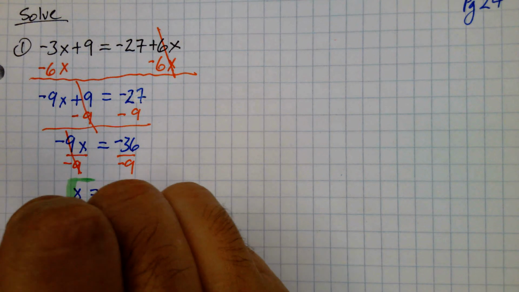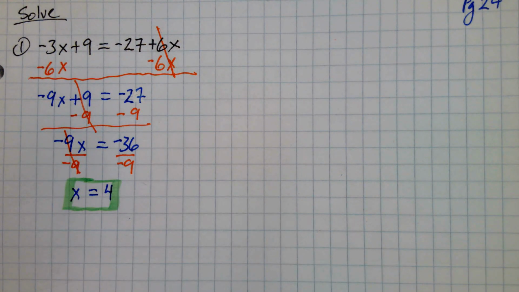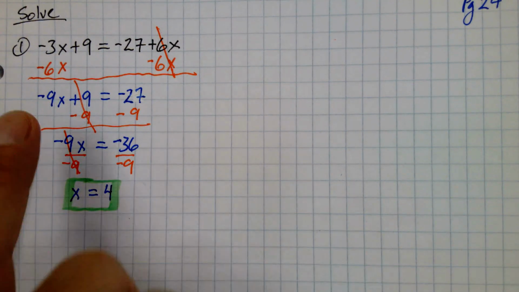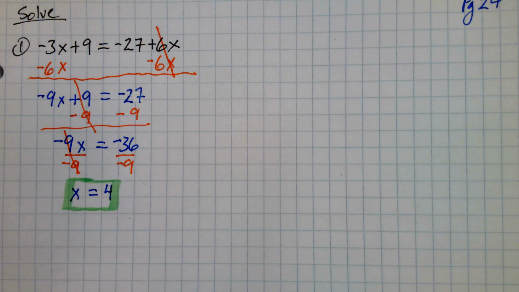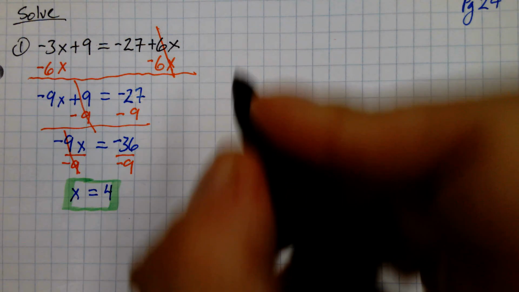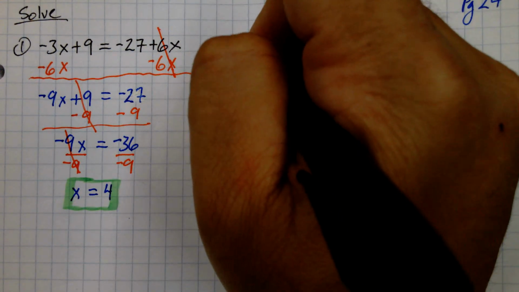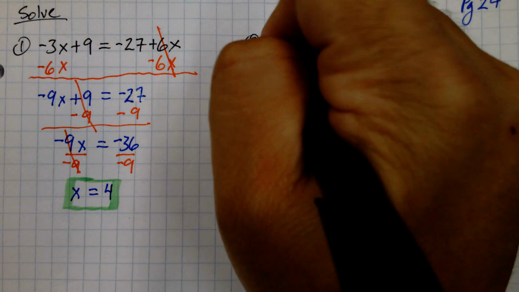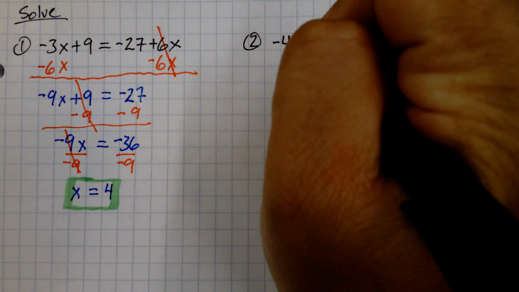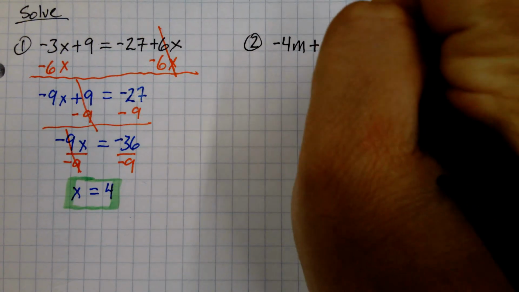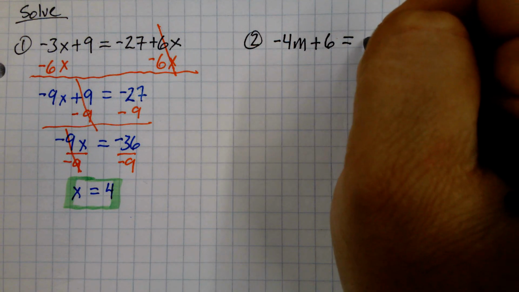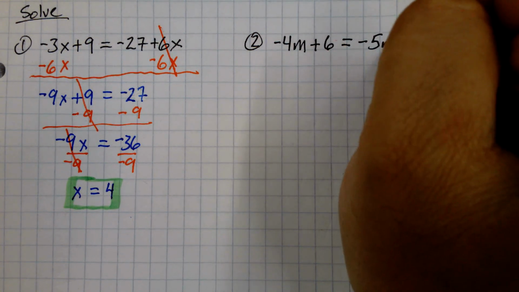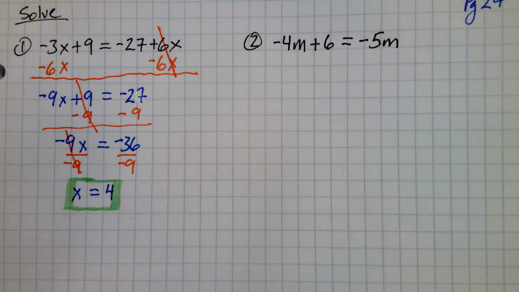Okay, so a lot of the times it doesn't matter which of the two you get rid of if you have variables on both sides. Sometimes it does matter, like on the next one I'm going to show you. Okay, so this will be number 2. Negative 4m plus 6 equals negative 5m. Go ahead and write that one down. Negative 4m plus 6 equals negative 5m.